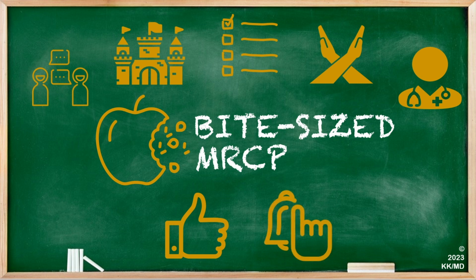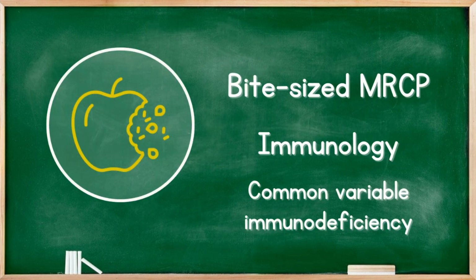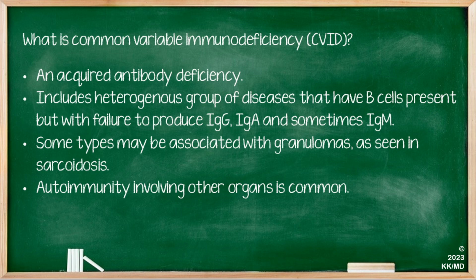Now, without further ado, let's get into today's topic, which is on Common Variable Immunodeficiency, or CVID. So what is CVID? This is an acquired antibody deficiency and includes a heterogeneous group of diseases that have B cells present, but with failure to produce IgG, IgA, and in some cases IgM. Some types may be associated with sarcoid-like granulomas. Autoimmunity involving other organs is also common.